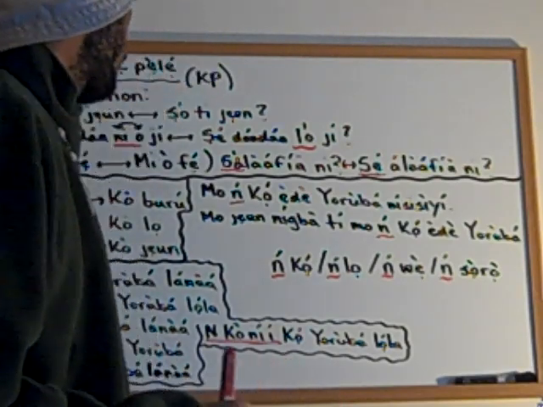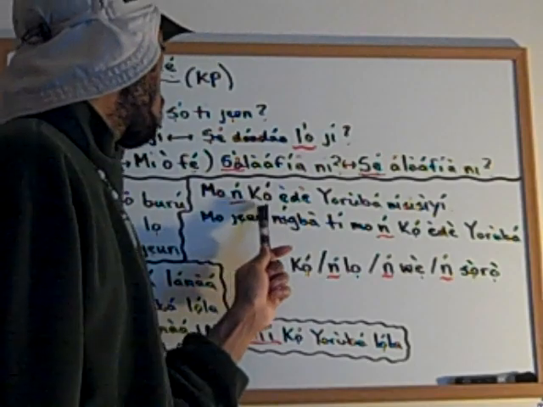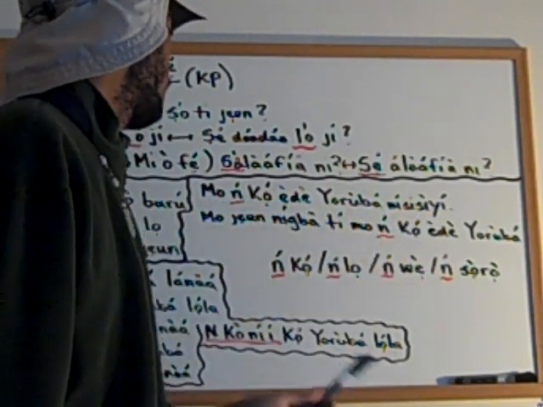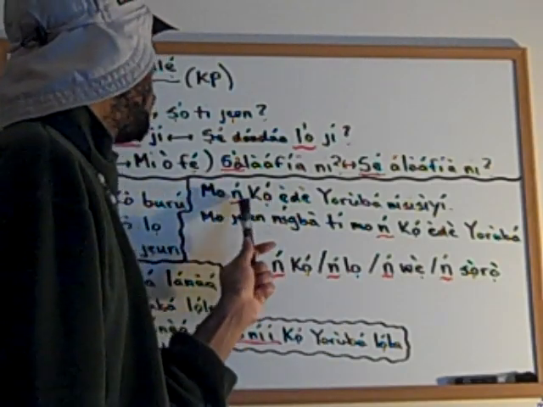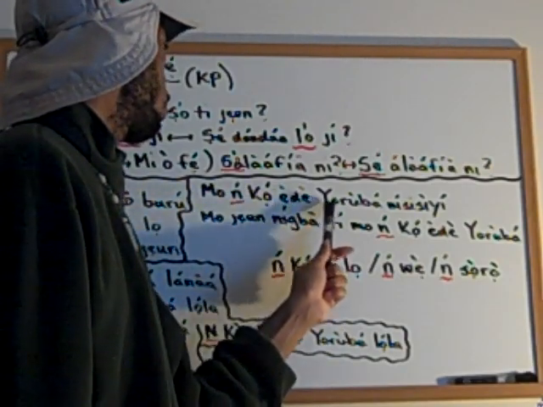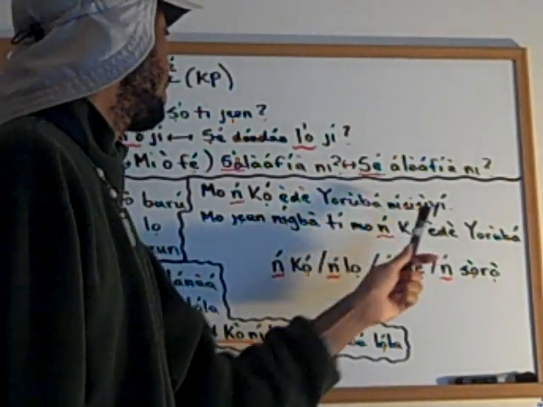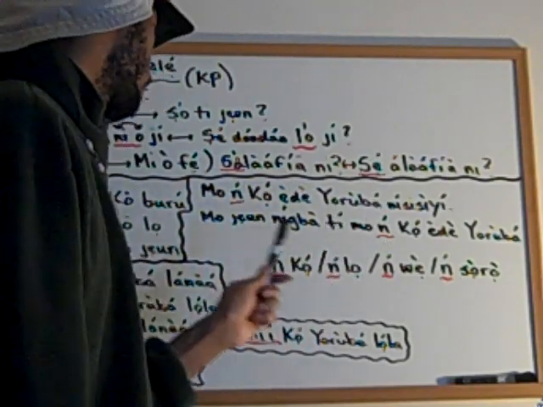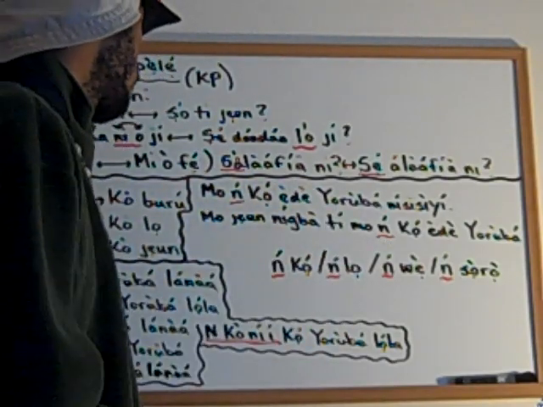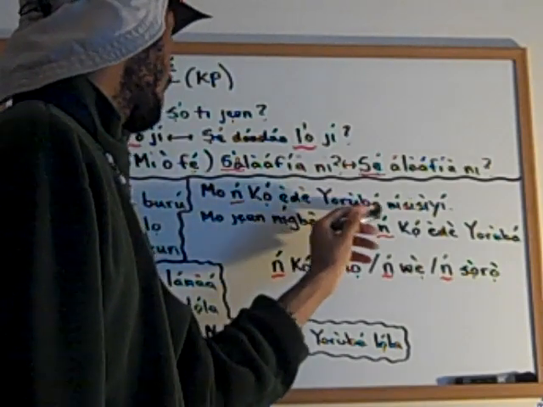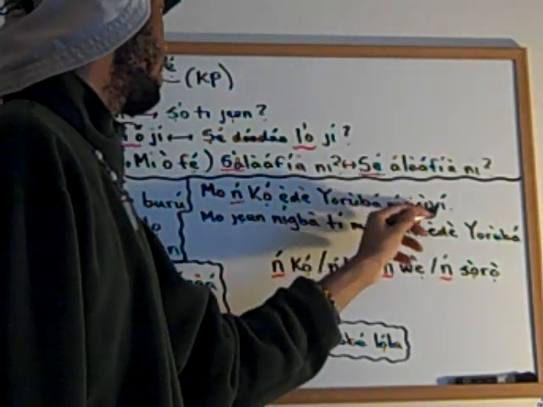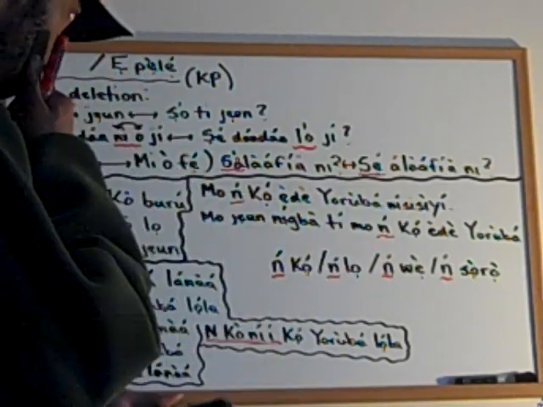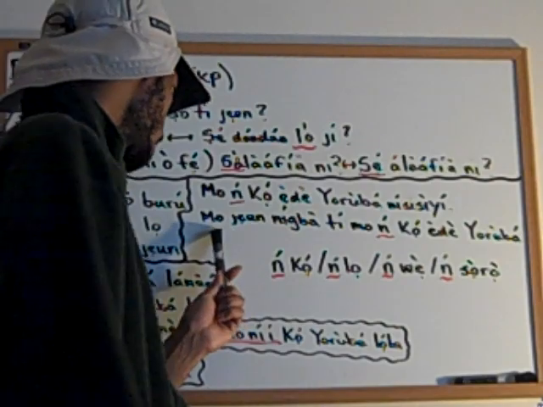All right, so here's some example sentences. Mo nko ede Yoruba ni sisi. So this says that I am studying the Yoruba language now. So ede Yoruba, the Yoruba language, ni sisi. You guys have seen this in the last lesson. This is now. Okay? Now, next one.